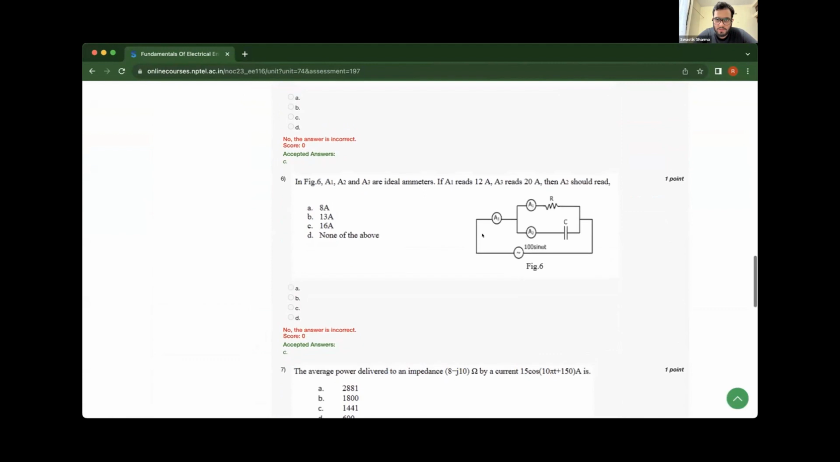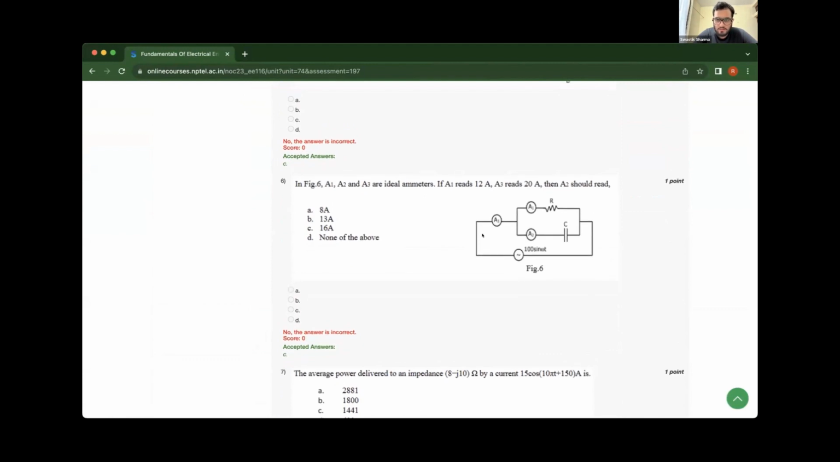If A1, A2, A3 reads, under events. The answer is 16, right? The answer is correct. Where did you find it wrong? So it would be under root of A3 square minus A1 square, right?